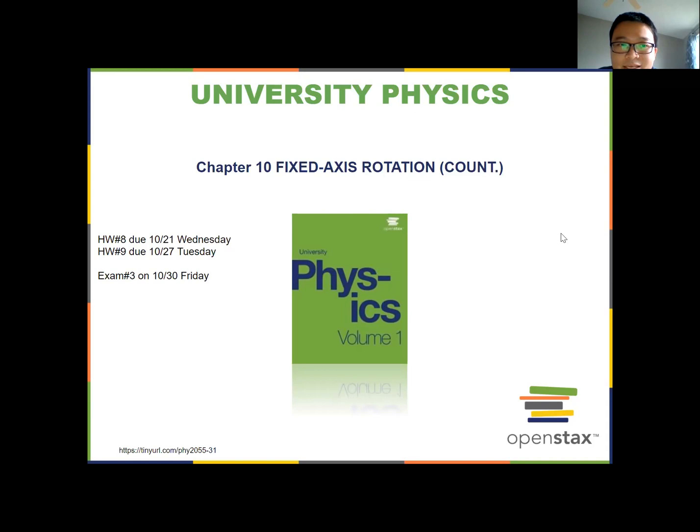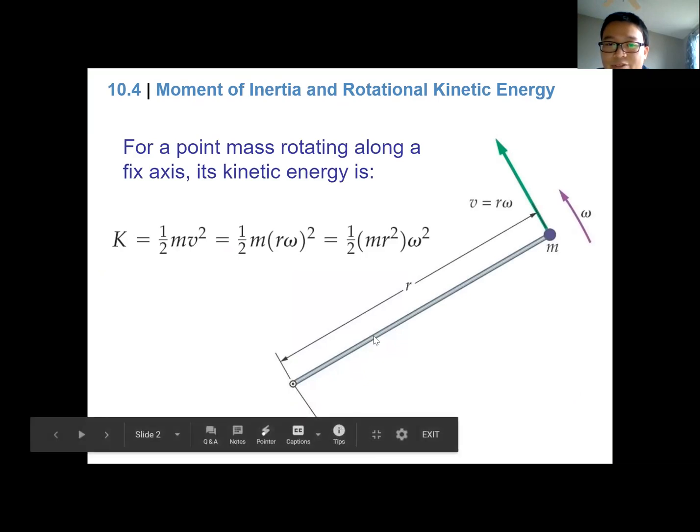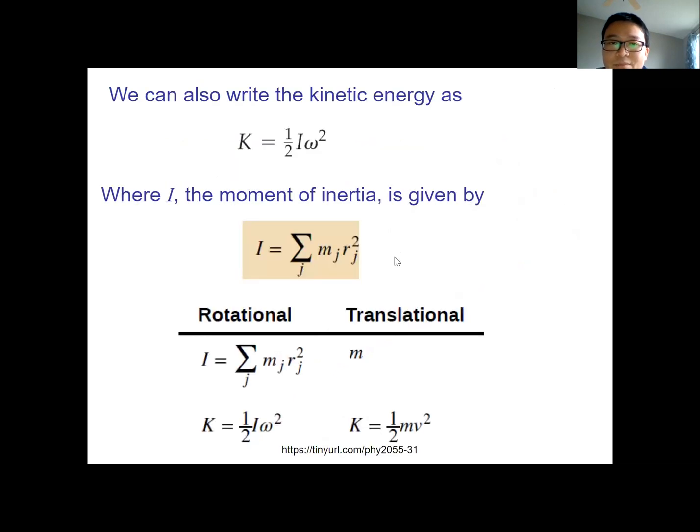All right, let's take a look at what we learned last time. Last time we pretty much learned the moment of inertia and the rotational kinetic energy. For a point mass rotating at a distance r from the axis of rotation, the moment of inertia is mr squared. The kinetic energy is then 1/2 I omega squared, where moment of inertia is expressed with the symbol I.